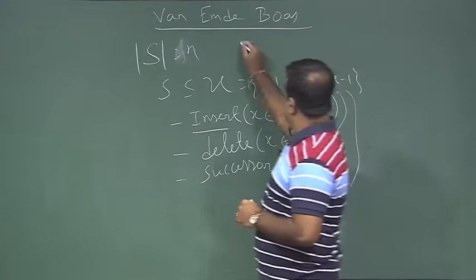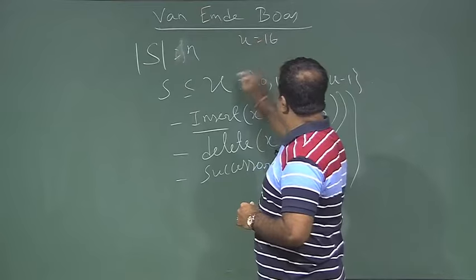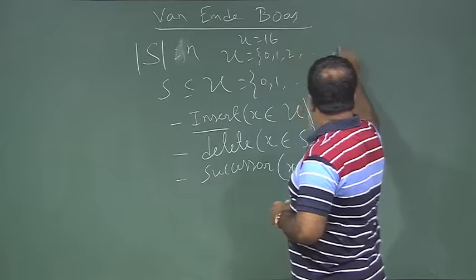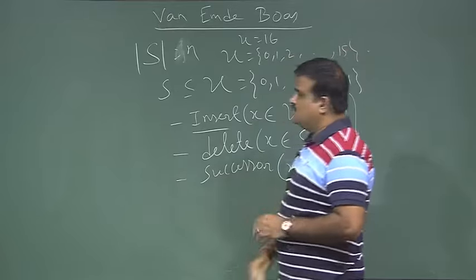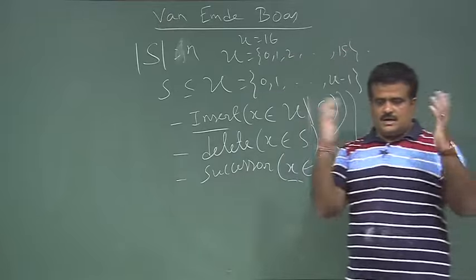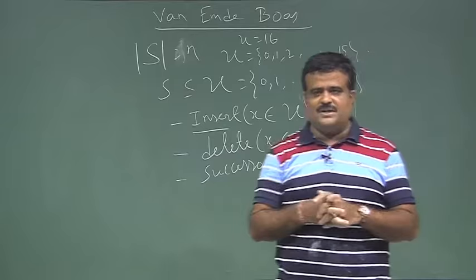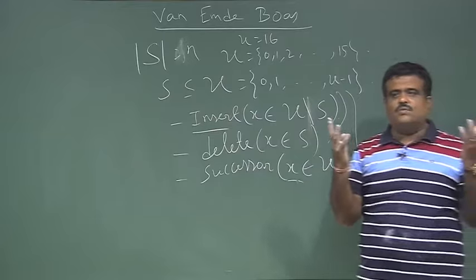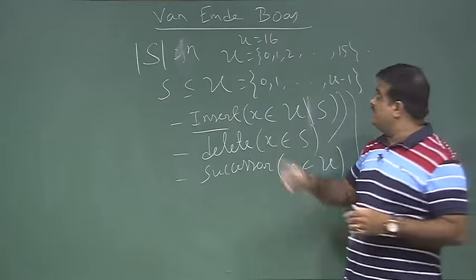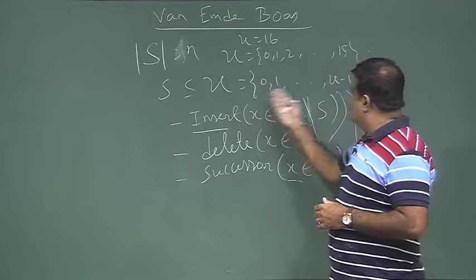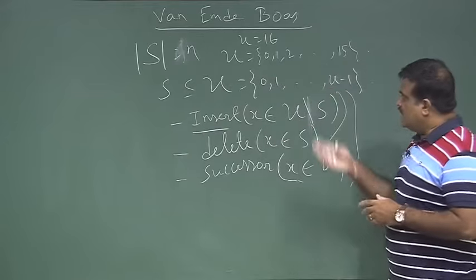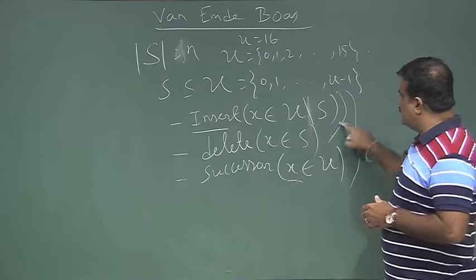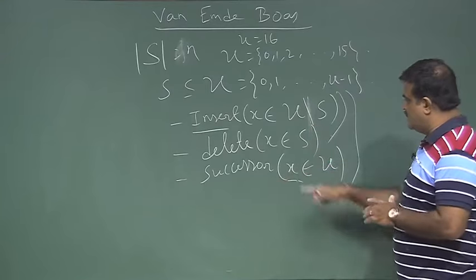Suppose u is 16. Our universe is fixed, which means we know where the elements of S come from. We have seen many dynamic set data structures, but here the elements are coming from a known universe, and then we have to do these operations. These two are dynamic operations, and this is a query operation, the successor query.